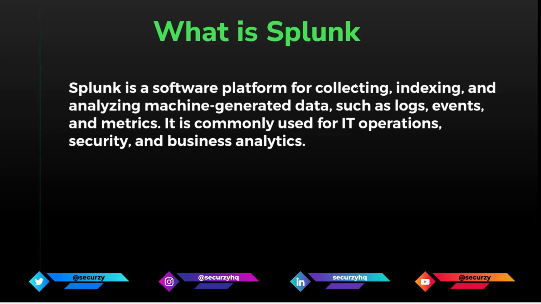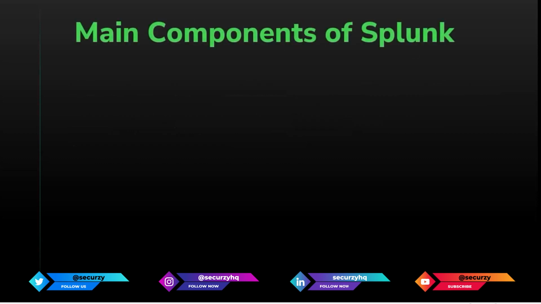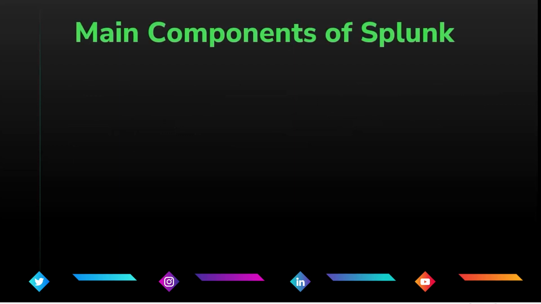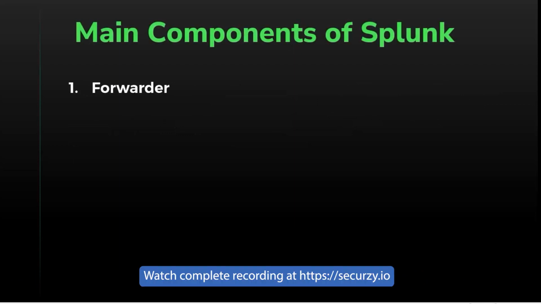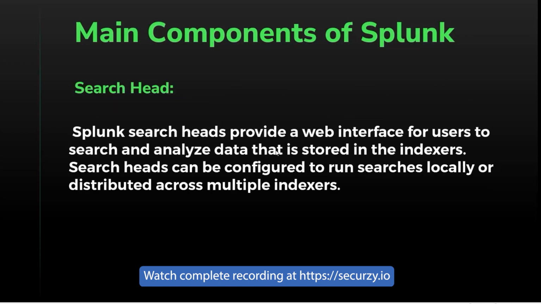Now let's see the main components of Splunk. The first one is the forwarder, or specifically the universal forwarder. Next, the indexer. And the third one is the search head. These are the main components of Splunk. We will see what a search head, an indexer, and a forwarder are, and we will implement these things in real time.